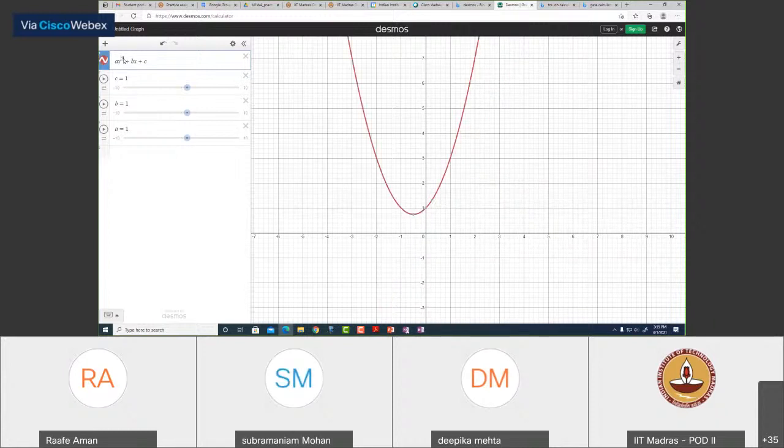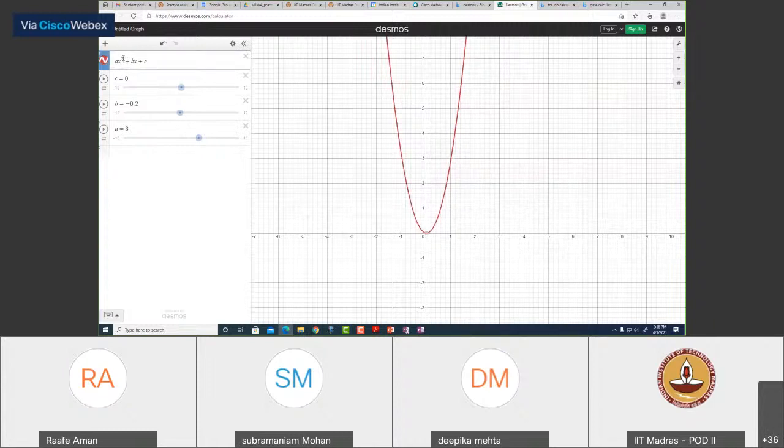No, c is 1 here. That's why if you make c 0. C is 0, right? No, what I'm telling is, suppose this is ax square plus bx plus c. How the power of x changes the shape of the curve.